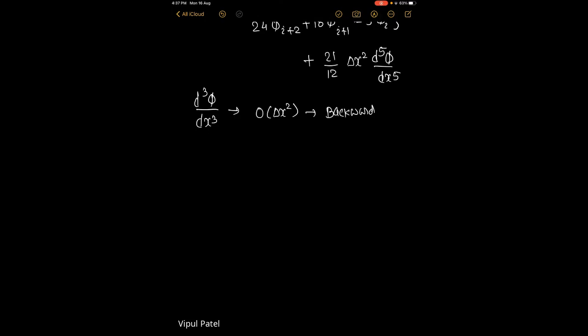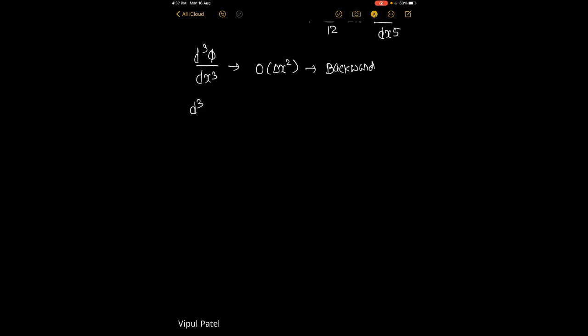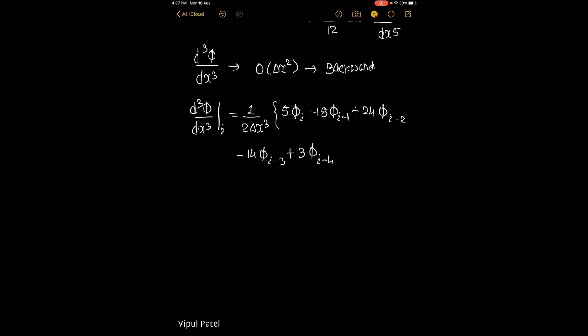So, the second order accurate backward difference scheme, your equation would be like d cube phi by dx cube at any node I is equal to 1 over 2 delta x cube, in bracket you will have phi I minus 18 phi I minus 1 plus 24 phi I minus 2 minus 14 phi I minus 3 plus 3 phi I minus 4, minus 21 by 12 delta x square d to the power 5 phi by dx to the power 5. So this is the leading term which you are neglecting.